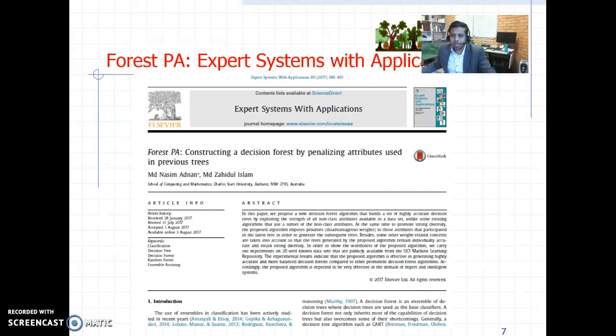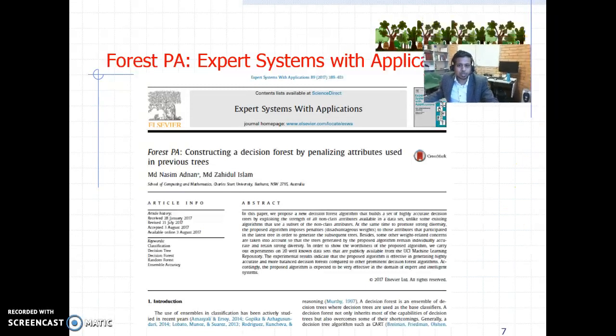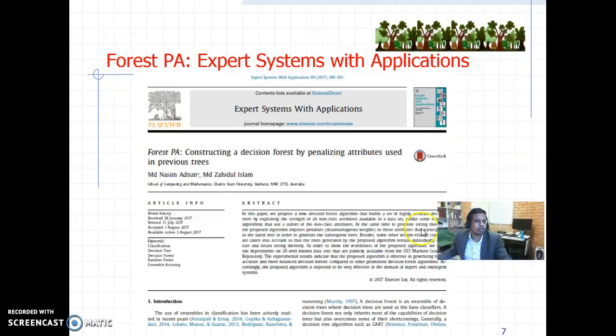Now I will quickly introduce our recent decision forest algorithm called Forest PA, and that has been published in Expert Systems with Applications. It's a very good journal, so feel free to go and read that paper.